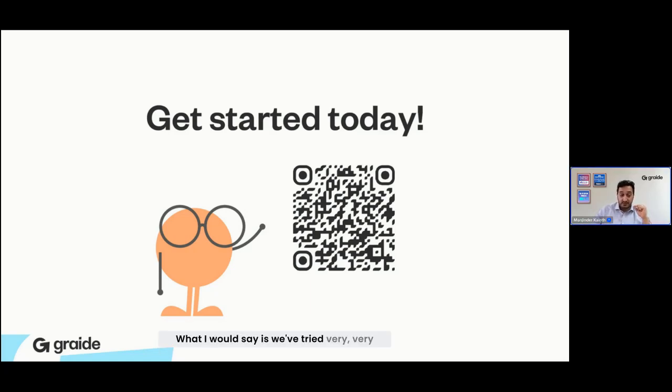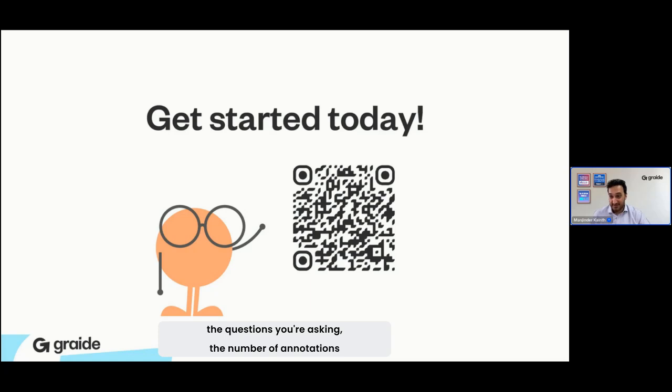What I would say is we've tried very, very hard to make it so that marking in Grade is the same, if not faster, than any existing marking system that you currently use. So the goal is to have your marking take the same amount of time that it currently takes at the start, and then only get faster from there. The specificity of how long it would normally take with regards to going from 20 minutes of scripts to 10 or 5, that really does depend on your specific workflow, the questions you're asking, the number of annotations you're giving, and all that sort of stuff, right? So I can't give a specific answer, but the goal is always to make it faster.